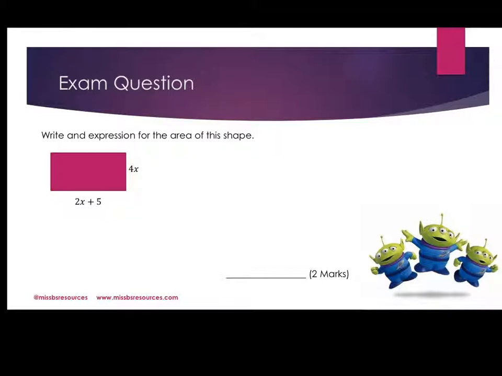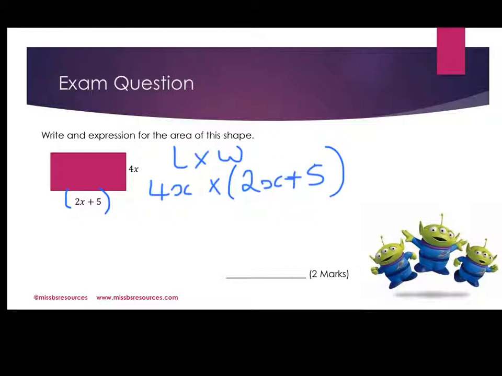Alright, the answers then. An expression for the area of the shape. Well, we're going to need to do the length times the width. So we've got 4x times by 2x add on 5. Right, this is looking a little hard. Now, when I see two terms on a length, what I always do is put brackets around them to help me out. So once you've got your brackets around it, it makes it a little easier. So what we've actually got is 4x, 2x, add on 5 in brackets.